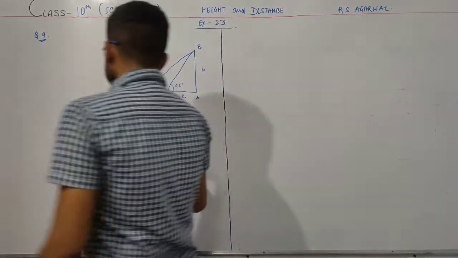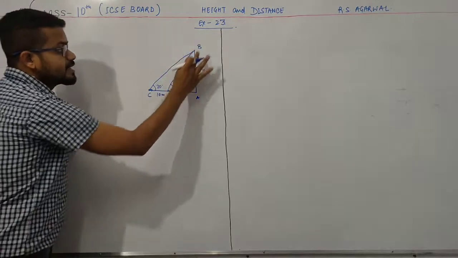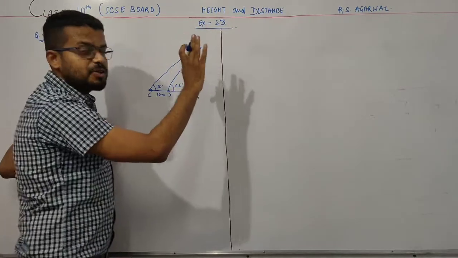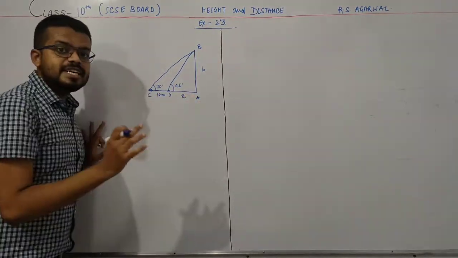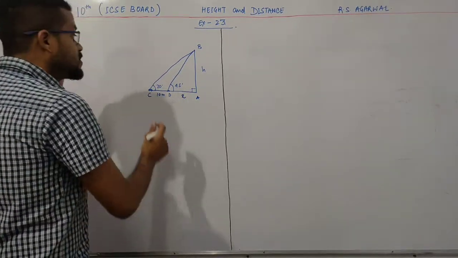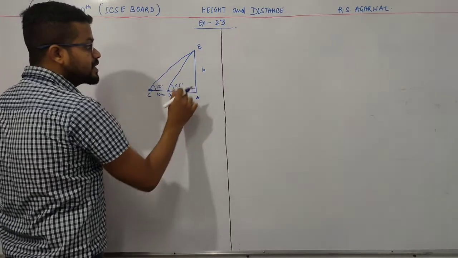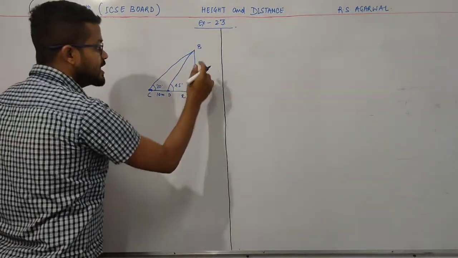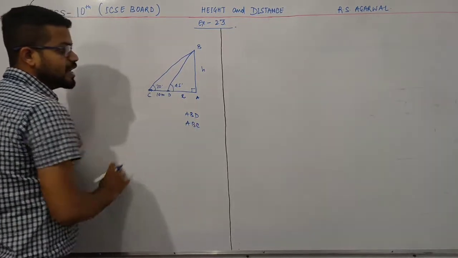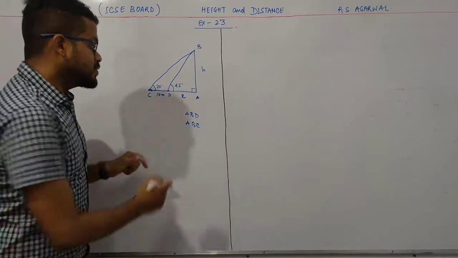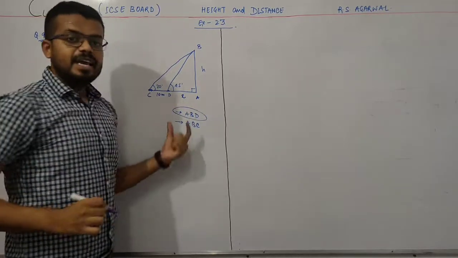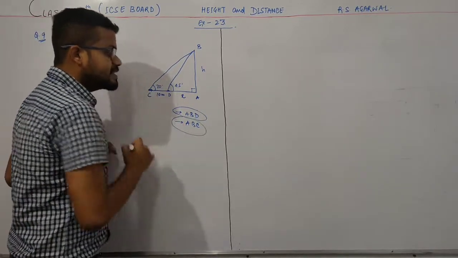In this problem, this is height and distance, an application of trigonometry. Here I will always deal with a right angle triangle. In this diagram there are two right angle triangles: one is ABD and the other is ABC. These two are right angle triangles, so we take ABD first and then ABC.